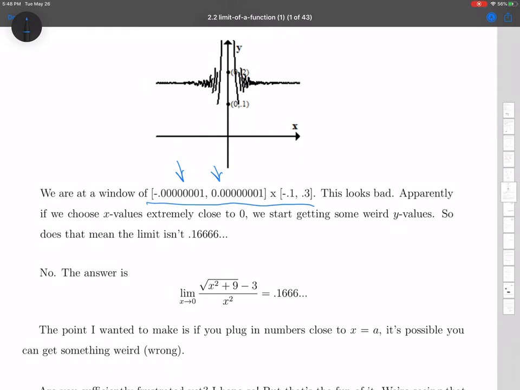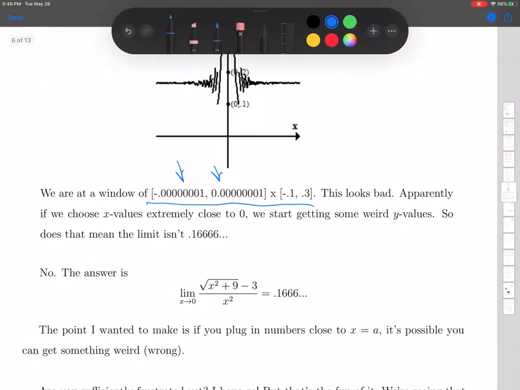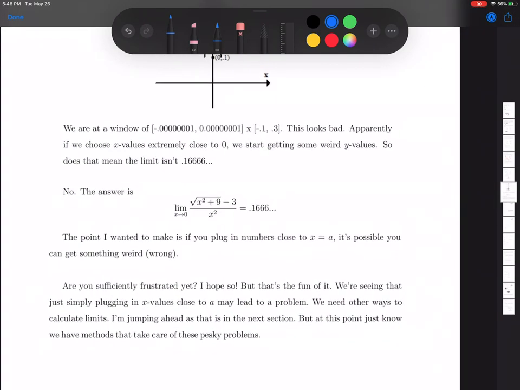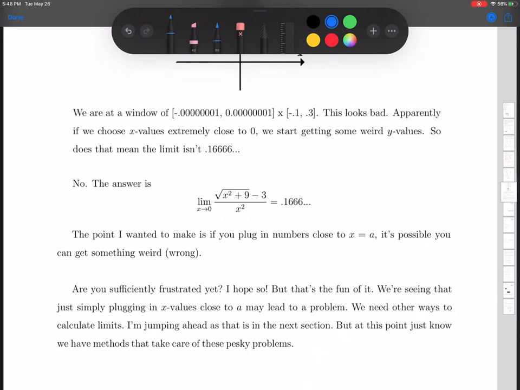Now this is going to flip you guys out. The answer is actually 0.166. The point that I wanted to make here is that if you plug in numbers close to x is equal to a, it's possible that you get something that is very, very weird. The reason why this limit is going to be 0.166 is something that we're going to explore later, but all that I really wanted to show you guys is that it is possible to get some really funky stuff when you zoom in on these things.